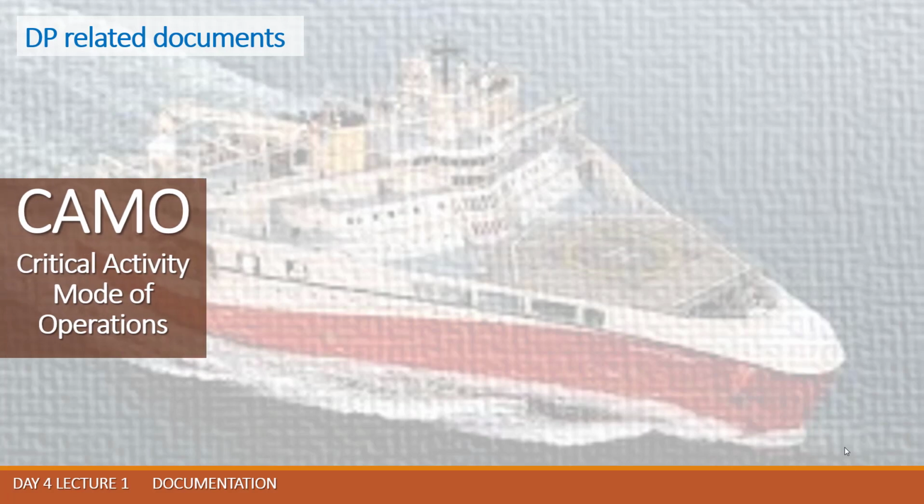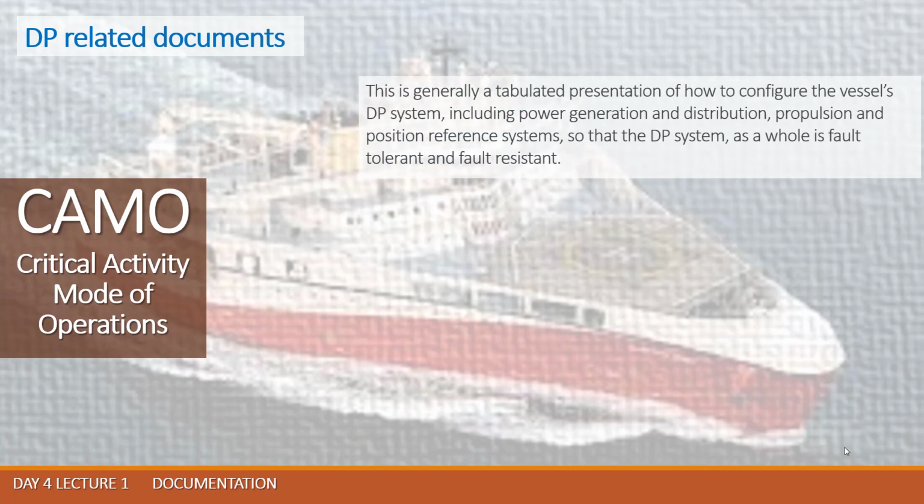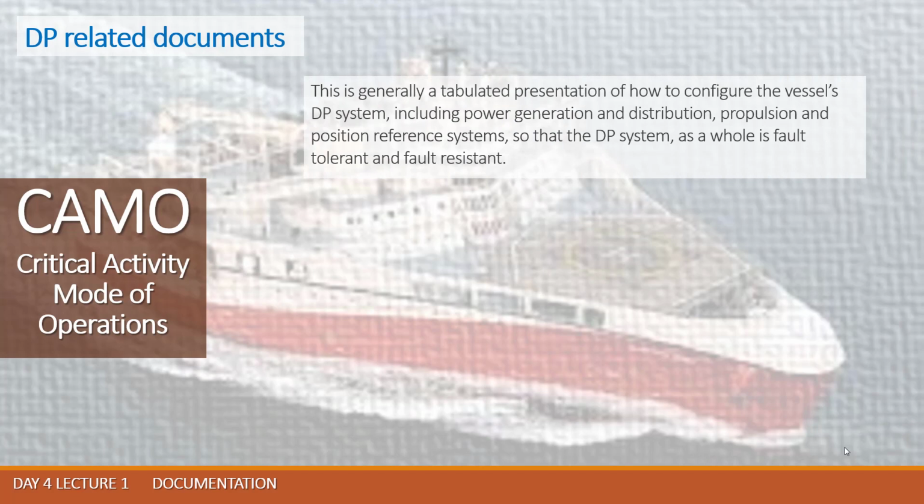This is generally a tabulated presentation of how to configure the vessel's DP system, including power generation and distribution, propulsion and position reference systems, so that the DP system as a whole is fault tolerant and fault resistant. The CAMO table also sets out the operator actions should the required configuration fail to be met.